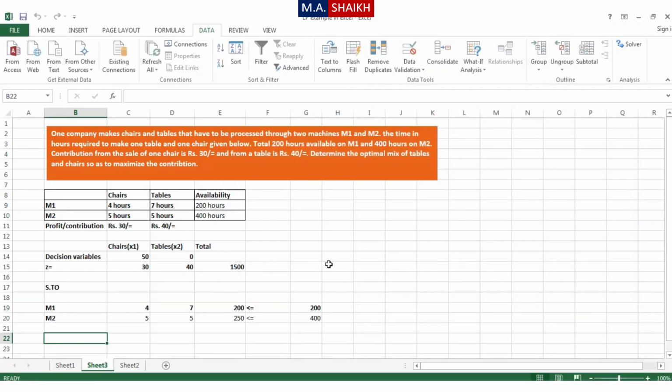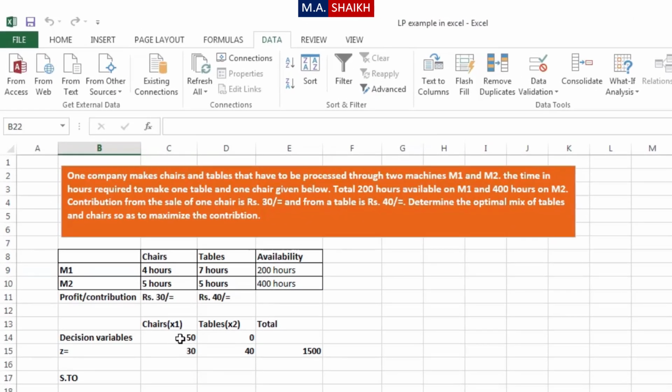Okay. Now see, the value of x1 is 50, the value of x2 is 0, and the value of Z is 1500. So what we get is, if we make 50 chairs and 0 tables, then the profit of 1500 will be maximized.